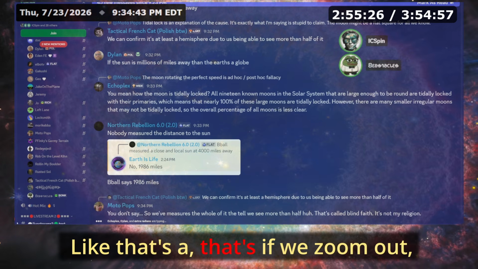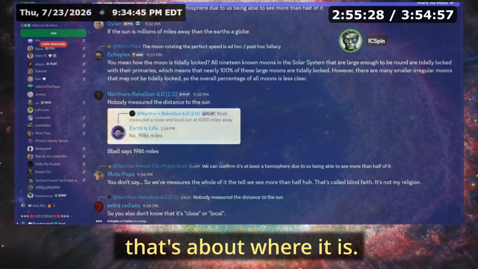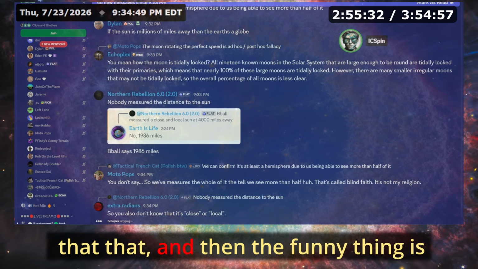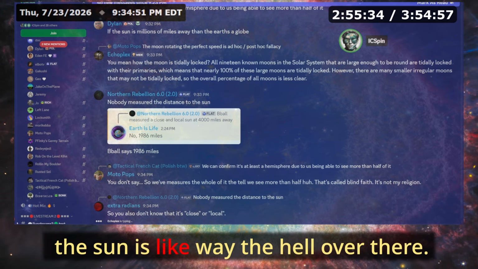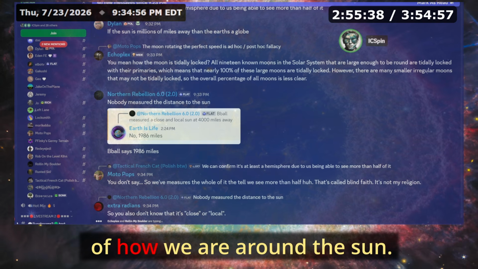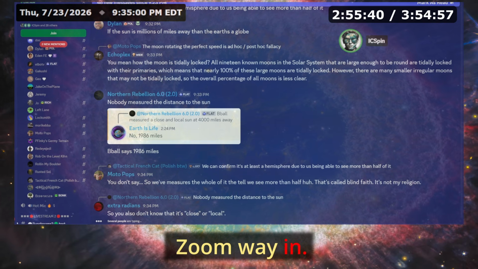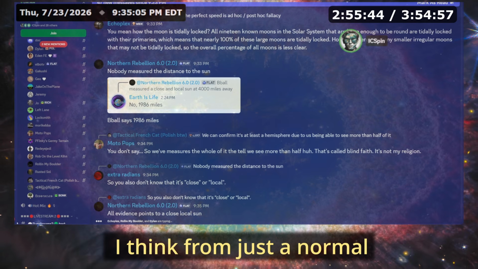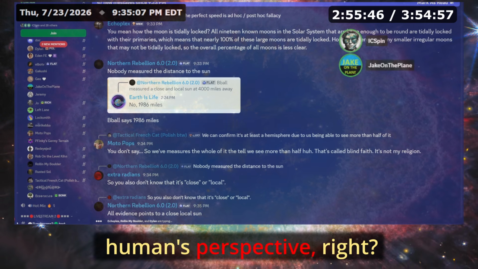If we zoom out, you can see that's about where it is. If I zoom in and zoom out, you can see that. And then the funny thing is the sun is way the hell over there, right? So if we back out, this is the scale of how we are around the sun. Zoom way in. So that's the thing that makes it hard to wrap your mind around, I think, from just a normal human's perspective, right?